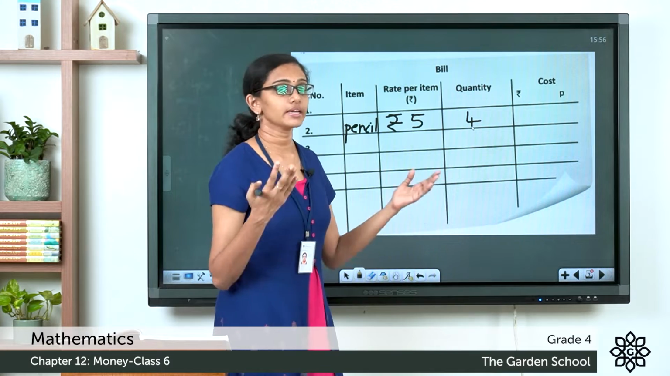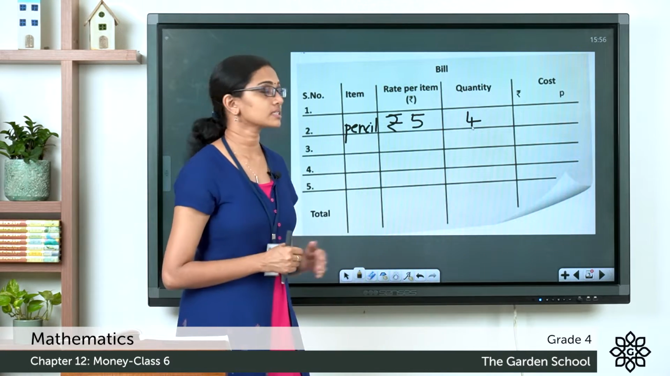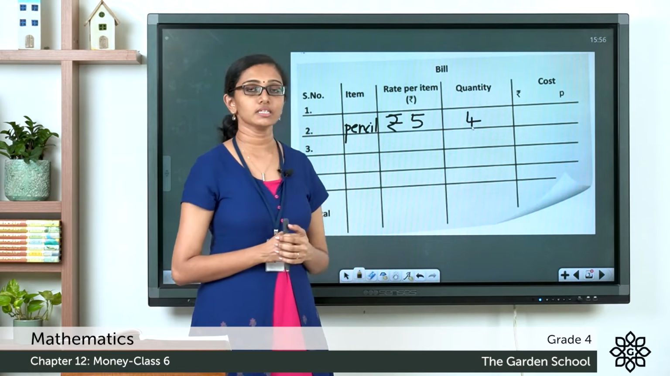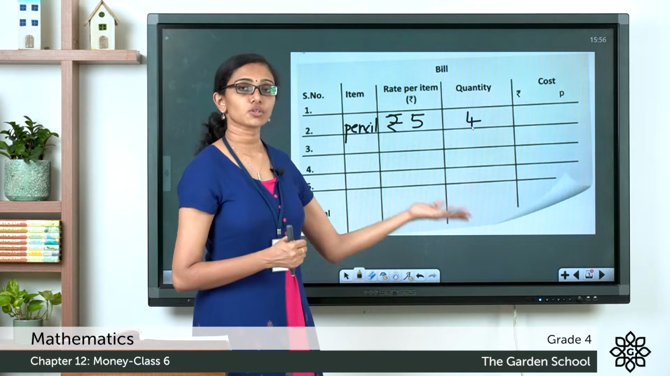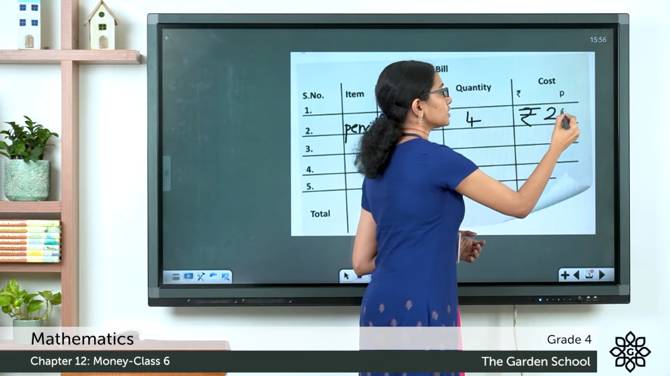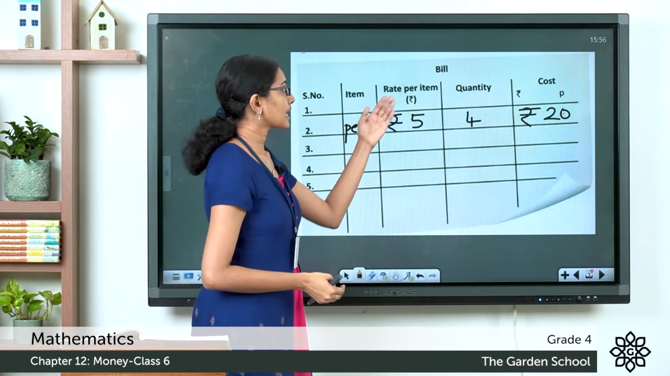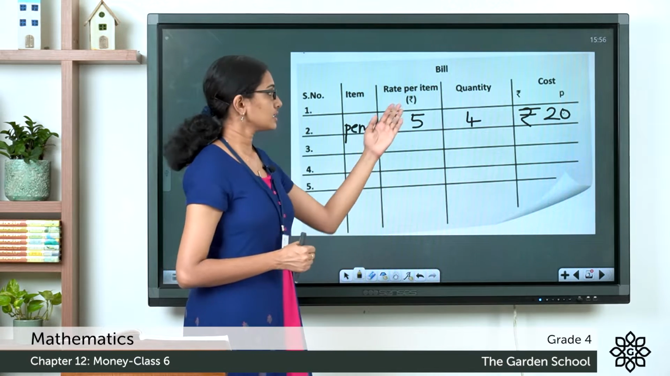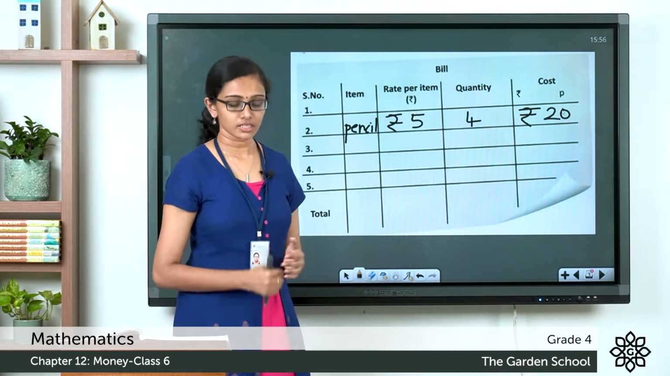Now can you tell me what is the cost of 4 pencils? If 1 pencil costs rupees 5, what will be the cost of 4 such pencils? It would be 4 into rupees 5 or a total of 20 rupees. So in general, you can say the cost of an item will be equal to the rate per item into the quantity of that item. Thus multiplied by this. Now we'll see more examples.